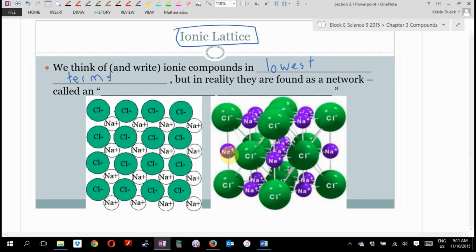They're found as a network, and here is our word that we're going to write down, called an ionic lattice. A lot of these look kind of crystal-ish. Okay? Sounds like ionic lattice. If you write that on a test, sadly, you'll get it wrong, so I wouldn't memorize it that way. Is that a hand up? No, just twitching the pencil? Okay.